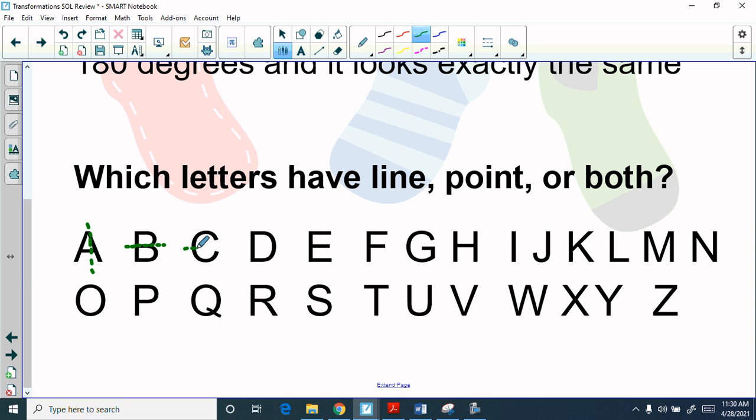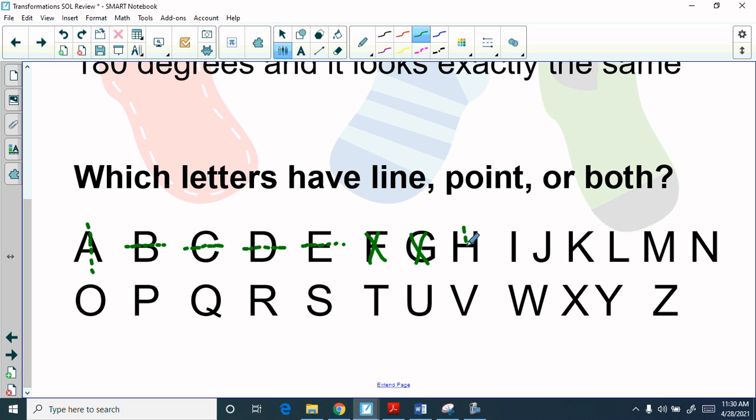C, we can cut horizontally through the middle. Again, if we rotated it 180 degrees, it would be backwards. D, we can fold horizontally through the middle. Rotated, it would be backwards. E, you can fold through the middle. Rotated, it would be backwards. So right now we've only got line symmetry. F has got neither. G has got neither.